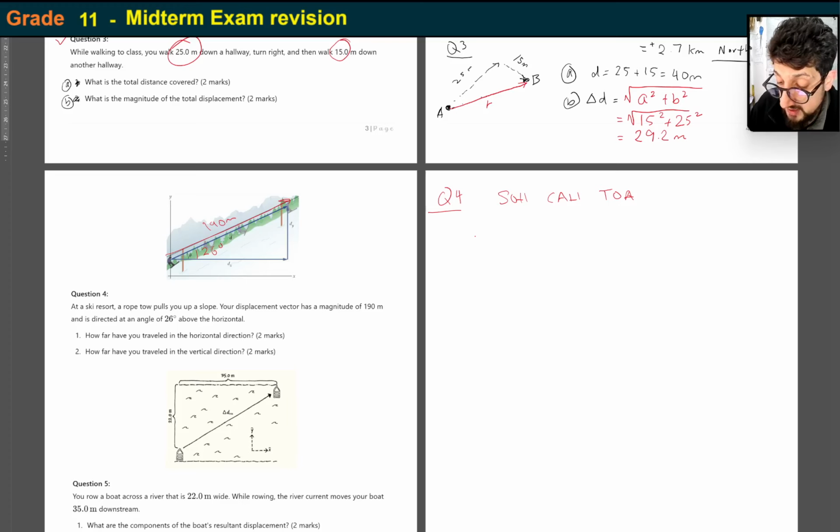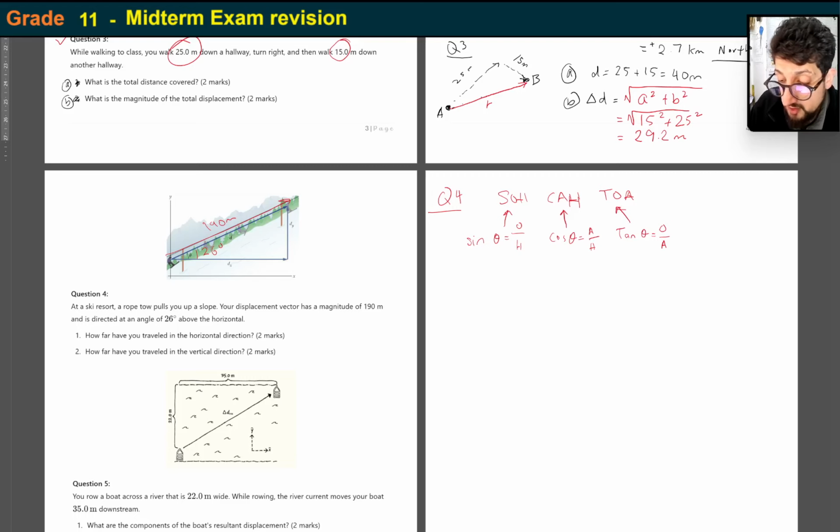And so basically what that means is sine theta, which is the angle, is equal to opposite over hypotenuse, cos theta equals adjacent over hypotenuse, and tan theta equals opposite over adjacent. That's what SOHCAHTOA stands for.